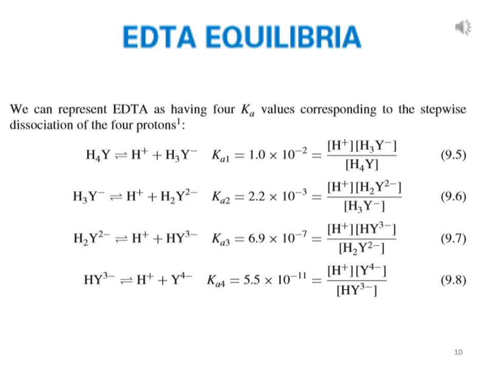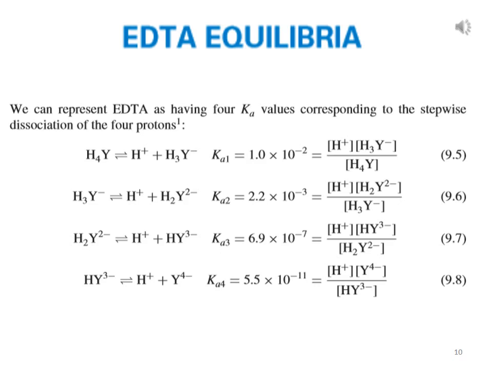divided by the reactant, that is H4Y. In the next equation we have three protons with EDTA. So H3Y will dissociate another H positive ion, and the remaining will be H2Y2 negative. So two protons from the carboxylic acid are dissociated. This will be Ka2 and the value is 2.2 × 10 raised to power minus 3, and we can write here H positive into H2Y2 negative divided by H3Y negative.